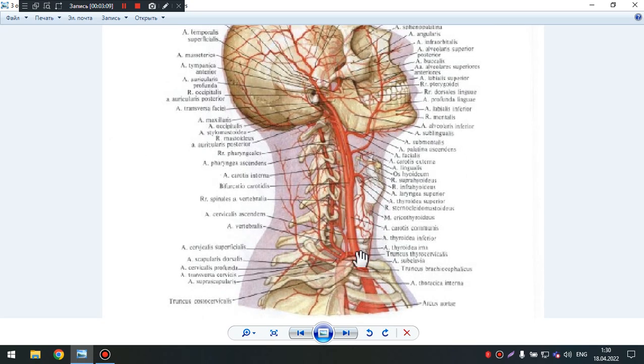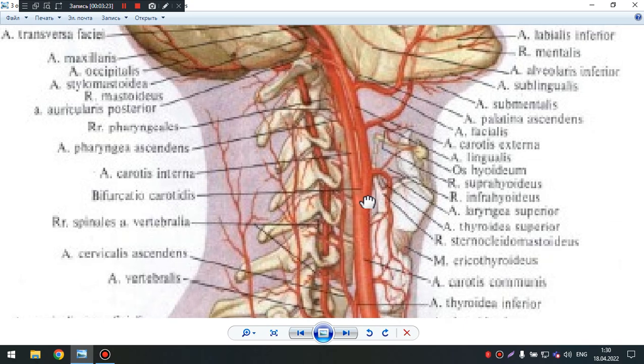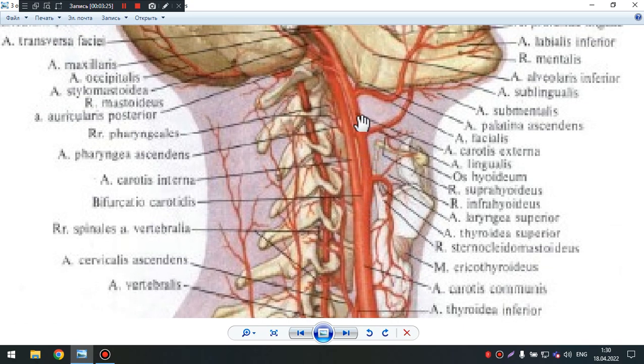Common carotid artery. On this picture, right common carotid artery, at the level of the superior border of the thyroid cartilage of the larynx, subdivides into the external carotid artery, arteria carotis externa, and internal carotid artery. This place is called bifurcation. Carotid bifurcation.